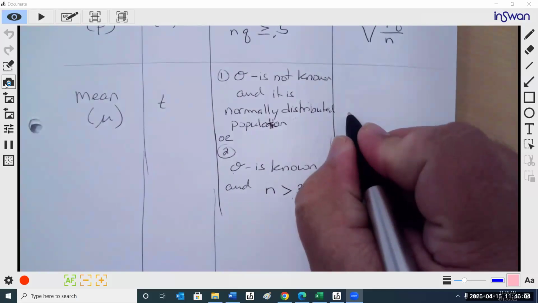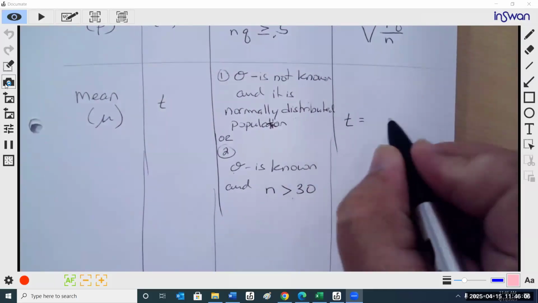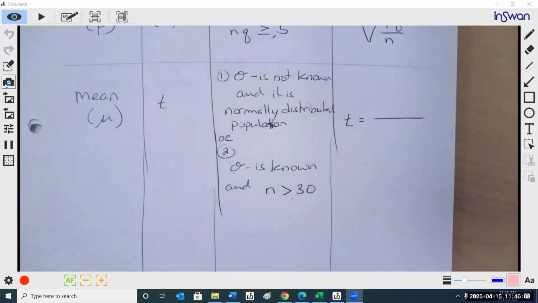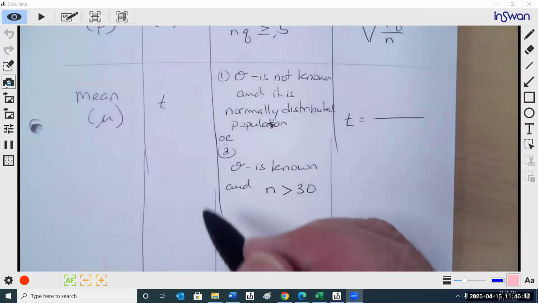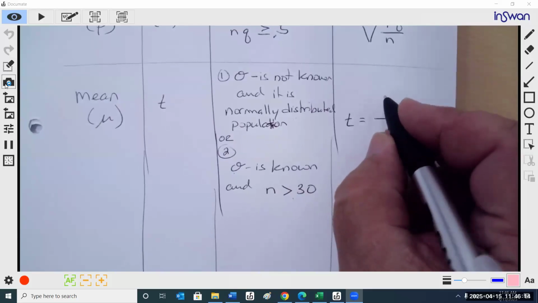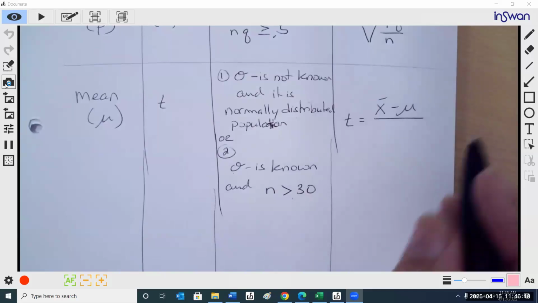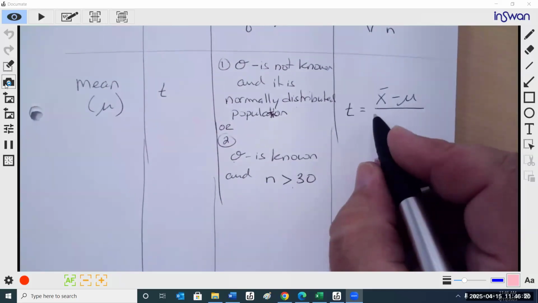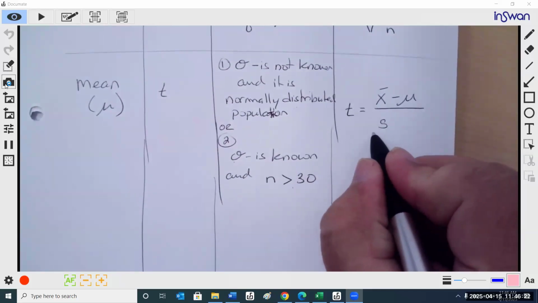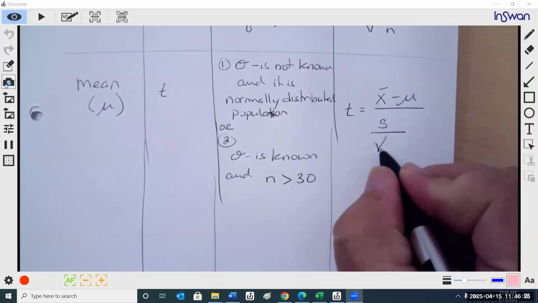So our t statistic is, remember, because we're dealing with smaller samples and the standard deviation is usually not known, then we have to use a sample. So we use x bar minus mu over s divided by square root of n.